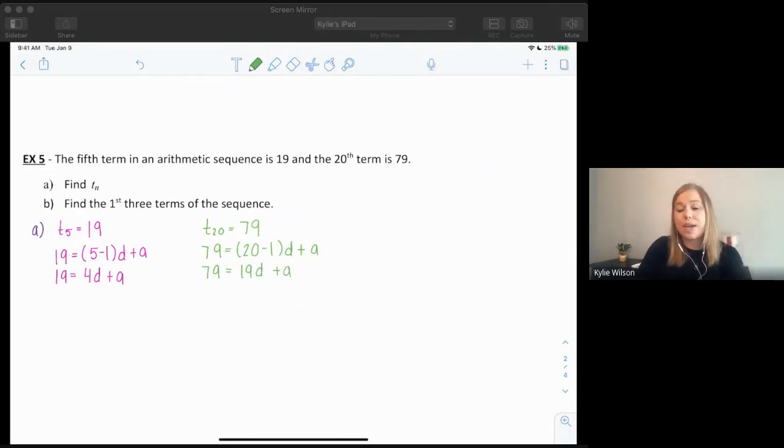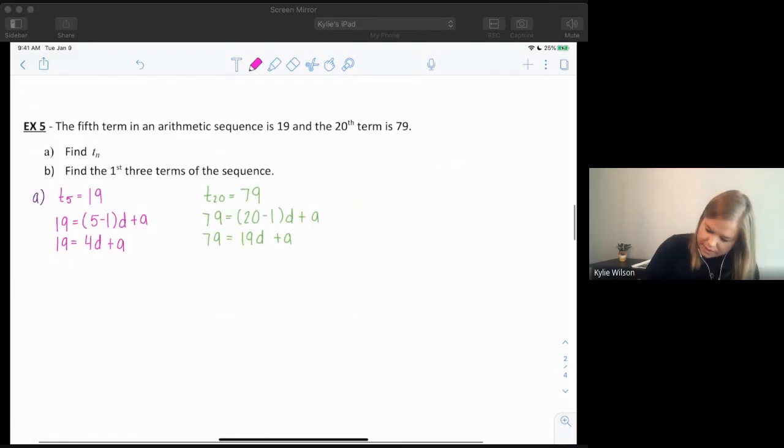Okay, so now I have two equations with two variables. We can now solve for d and a, and it's up to you if you would prefer to use substitution or elimination, whatever you're more comfortable with. This is a perfect elimination question because I already have the same coefficients on my a. They both have a coefficient of 1. So I'm going to use elimination. If you chose to use something different, that's totally okay. So we'll have 19 equals 4d plus a.